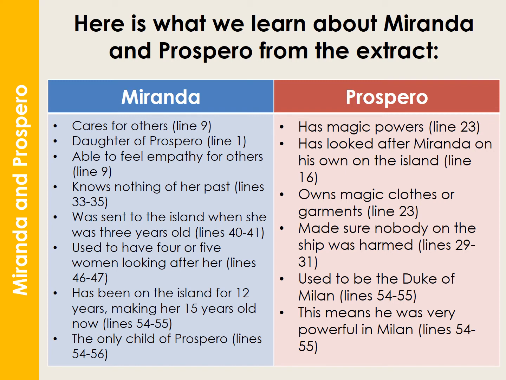Okay, Prospero. He has magical powers. He has looked after Miranda on his own on the island, so he has single-handedly brought his daughter up. He owns magical garments, a magical cloak that he lays down in that clip, on the ledge on the stage, when he wants to talk to Miranda without the magic interfering. He made sure nobody on the ship was harmed. He used to be the Duke of Milan, and obviously this means that he was powerful. If he was a duke, he was incredibly powerful and had a lot of wealth around him. So this is a very important family who have been marooned on this island.